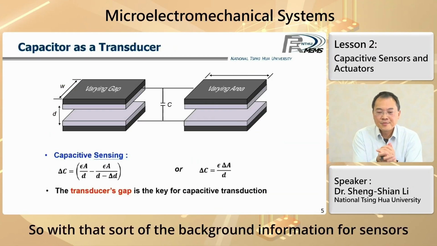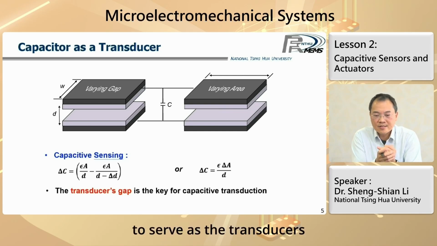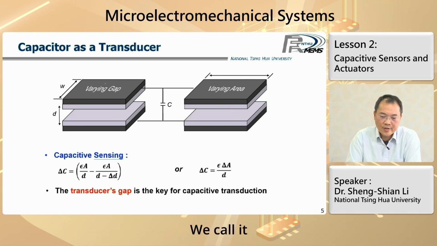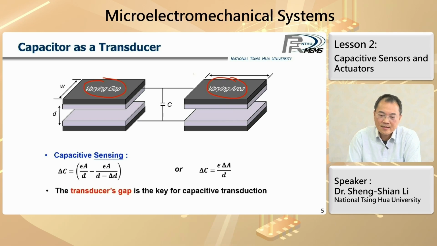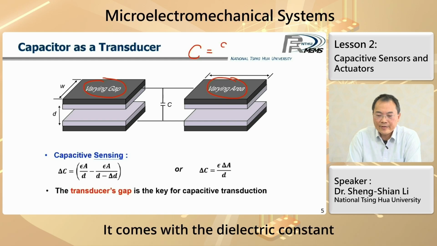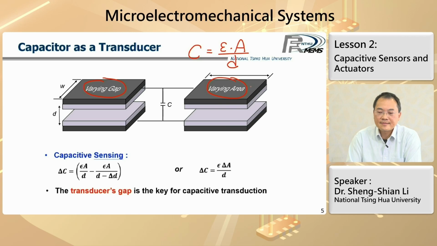Alright, so with that background information for sensors, let's take a look at how we can use the capacitor to serve as the transducer. There are two main types of capacitive transducers. First one, we call it variant gap capacitive transducer. The second one is the variant overlap area. Think about the equation for capacitance. It comes with the dielectric constant times the overlap area divided by the gap spacing, right?